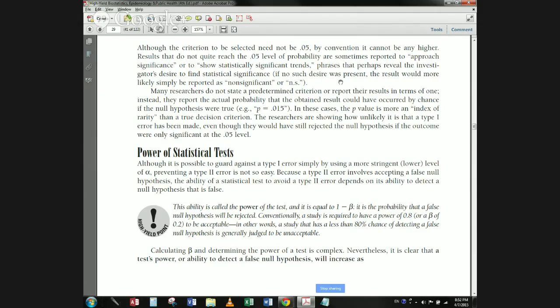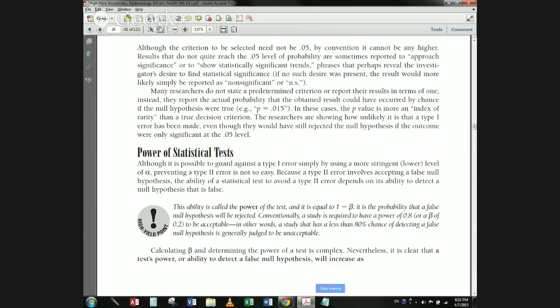A high yield point to remember is that this ability is called the power of the test and is equal to 1 minus beta. It is the probability that a false null hypothesis will be rejected. Conventionally, a study is required to have a power of 0.8 or a beta of 0.2 to be acceptable. In other words, a study that has a less than 80% chance of detecting a false null hypothesis is generally judged to be unacceptable. Calculating beta and determining the power of a test is complex.